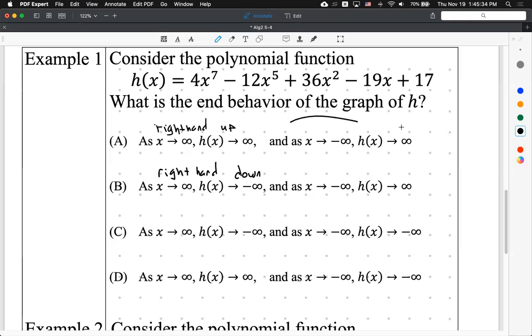What does the second part of A say? X goes to negative infinity, that's your left hand. And it goes to positive infinity, that means left hand up. So what A is being interpreted as is right hand up, left hand up. Boom, that's positive even. Good. No, it's not A. Cross off A.